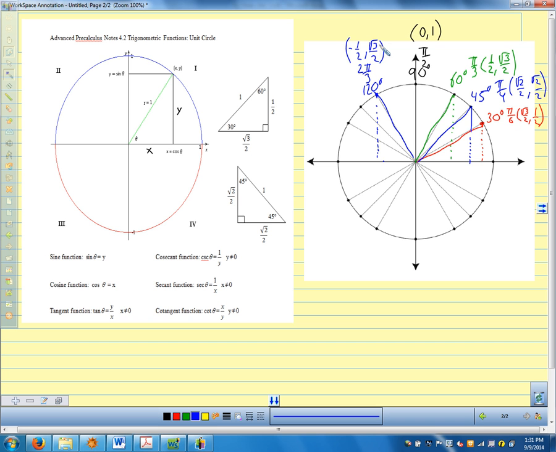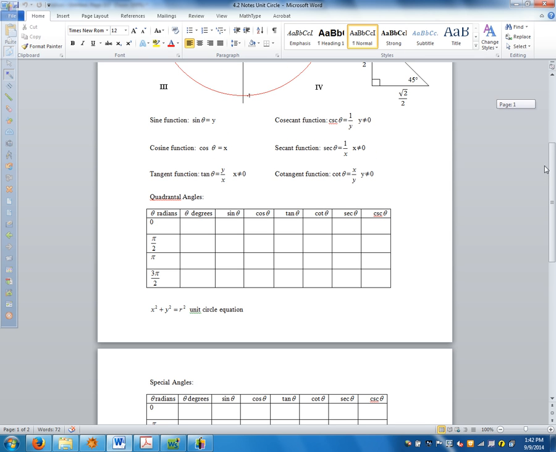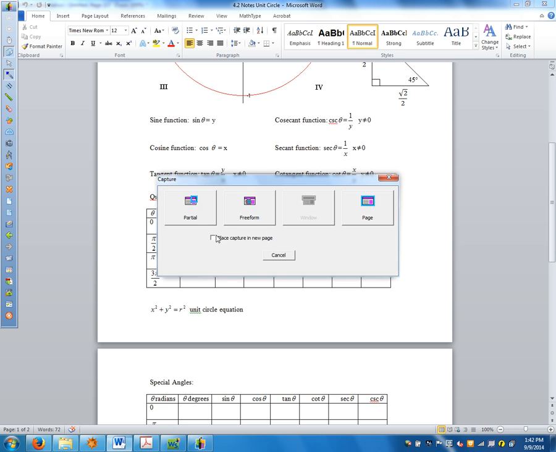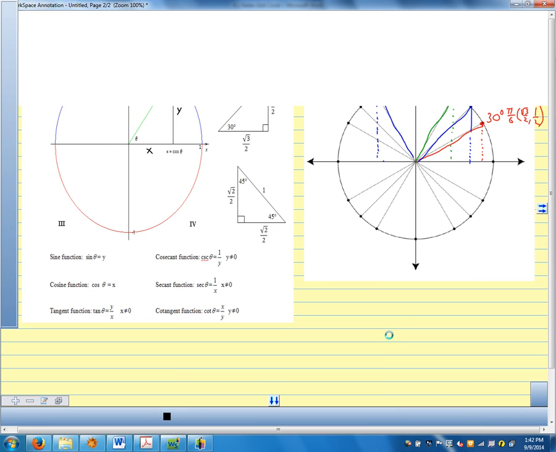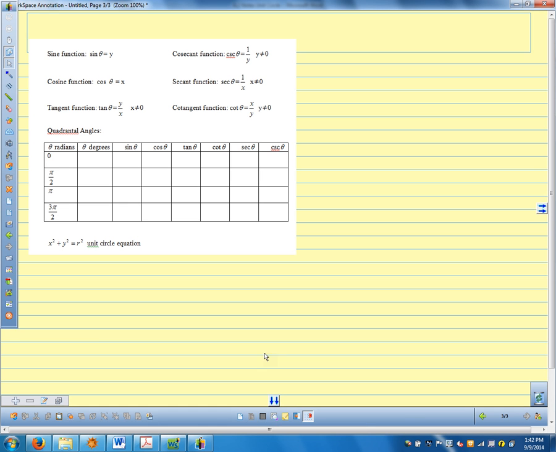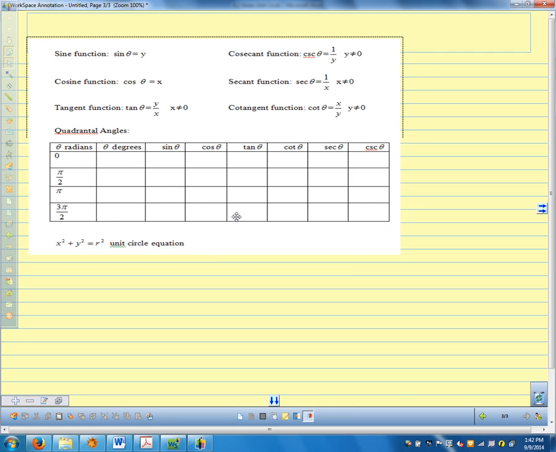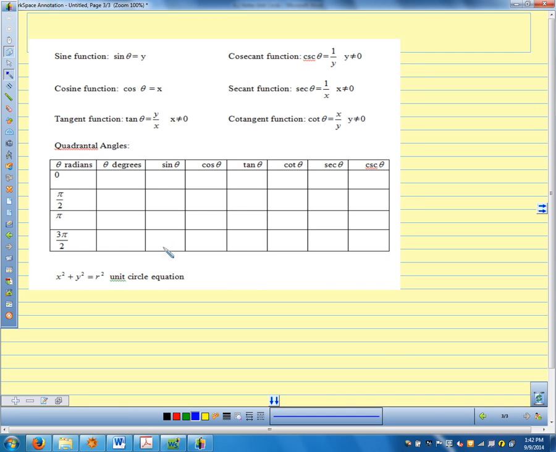All right, let's look at another part of your note sheet. Let's look at that chart that is right below this piece. So let me grab that and I'll put it on another page. There it is. So here's our chart. Now there's a chart on the back side too. We'll do a couple of these on the back side.